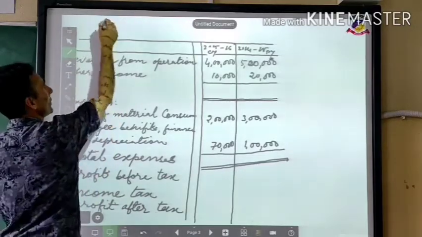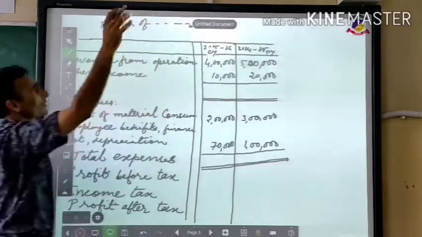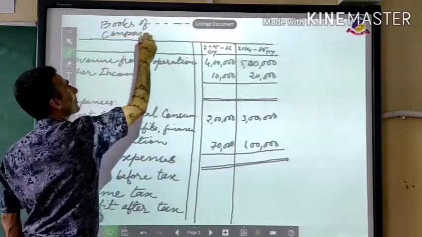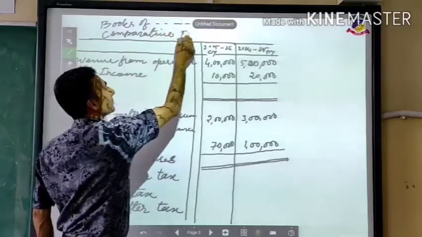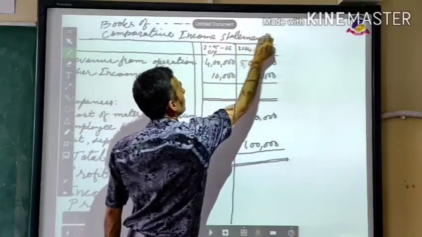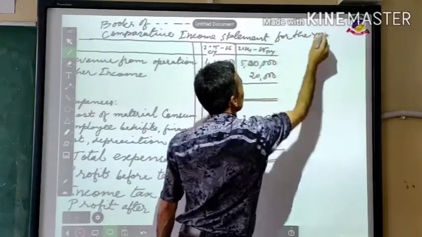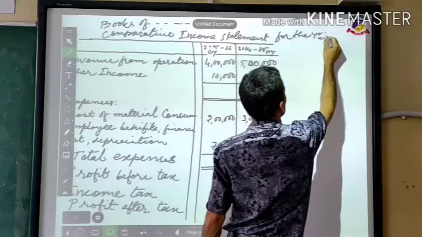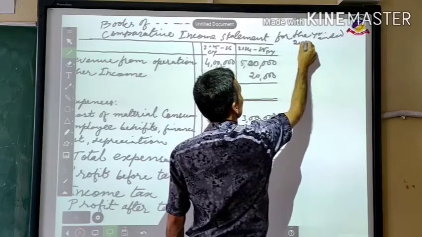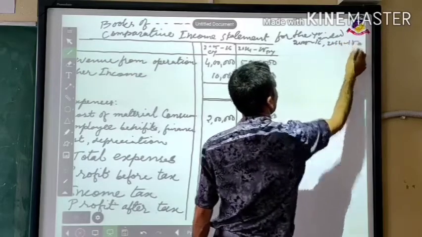So we go like this. We'll write down the heading, whatever is mentioned. What are we preparing? We are preparing a comparative income statement for the year ended 2015-16 and 2014-15.